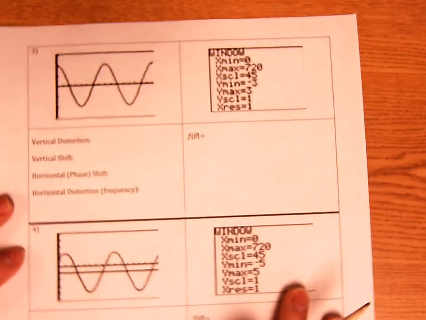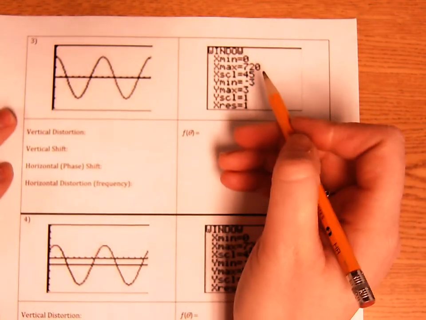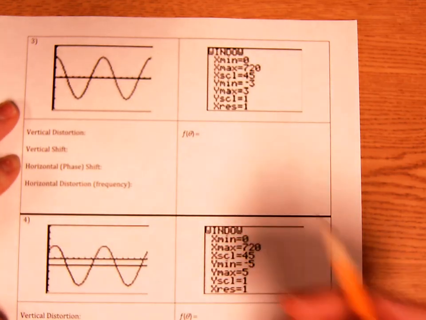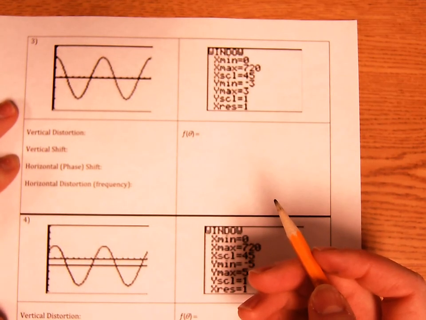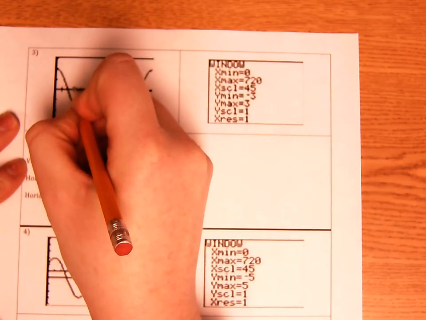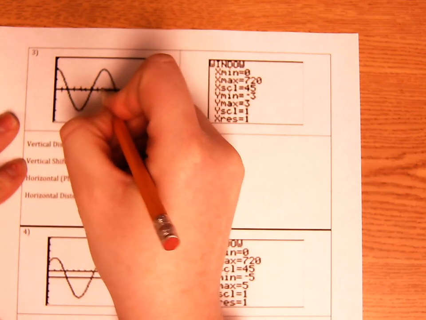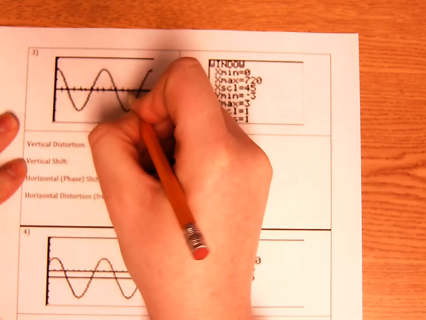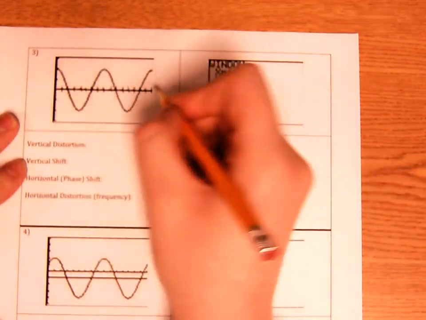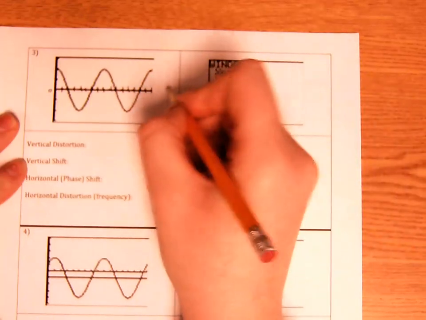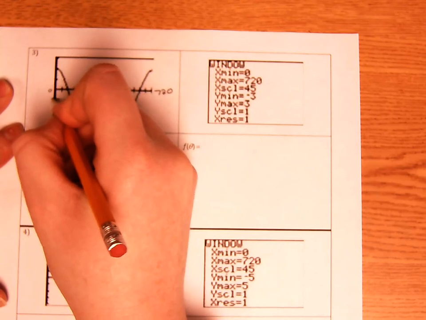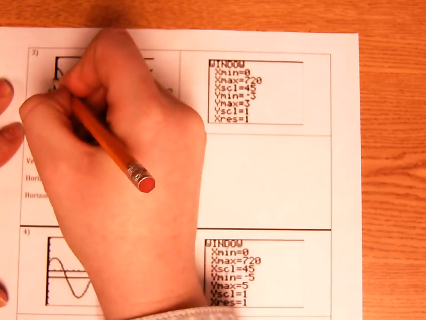Okay, example number 3. So here, again, let's use our window to help us understand what the scale is going by for our x and y axis. So it says that it's going from 0 to 720 by a scale of 45 degrees. So again, you might want to just go over with your pencil so that you could see all the different tick marks on the x-axis. And again, each one of these represents 45 degrees. So I'm going from 0 to 720 degrees. And then my y max and min goes from -3 to 3.